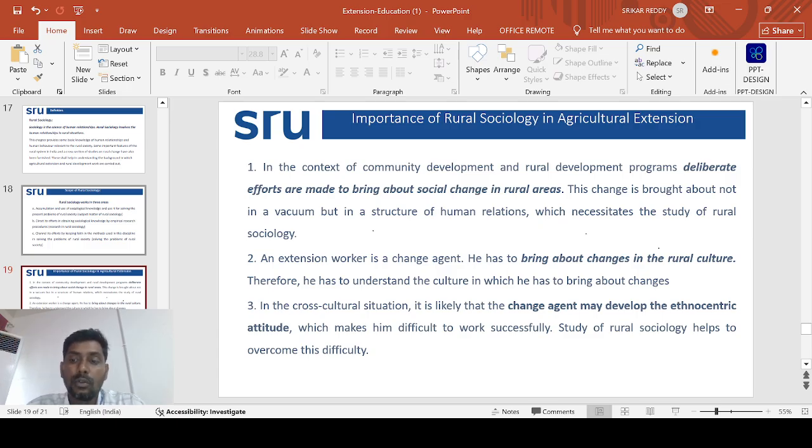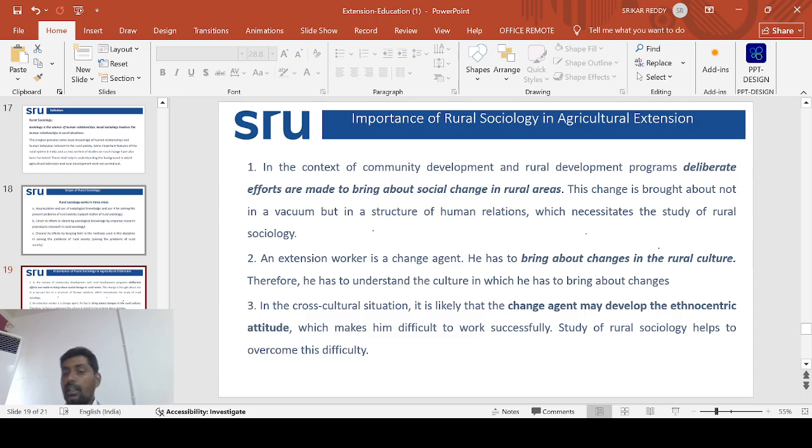So sociology will help you give information about the existing culture so that you can study it and bring a new change. Without knowing the old, you cannot bring the new. So you can see the third importance of rural sociology.